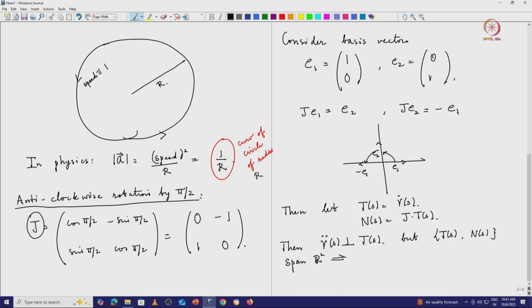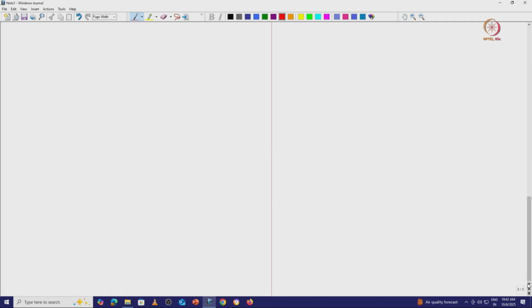So the fact that the acceleration vector is perpendicular to the tangent vector implies there is no component of the acceleration vector along T of s. So this implies that T prime of s will be some number k of s times n of s. Okay. So this number k of s is what I define to be the signed curvature of my curve. So let's write that down as a definition.